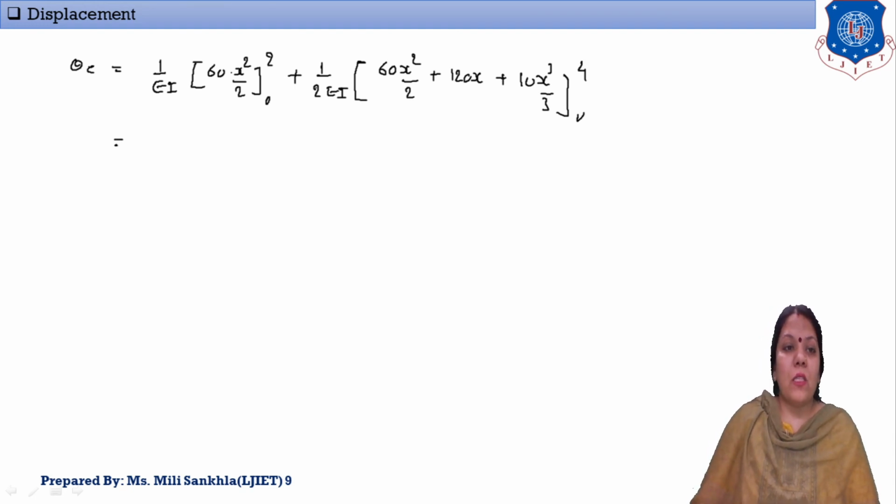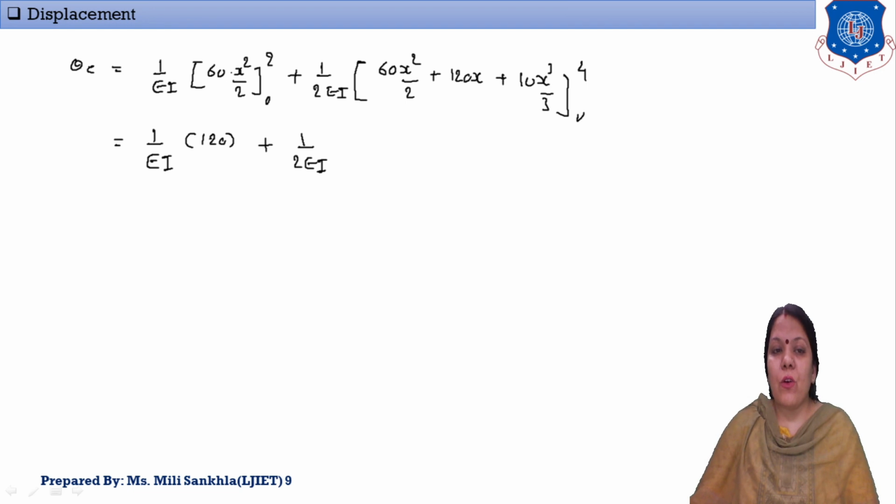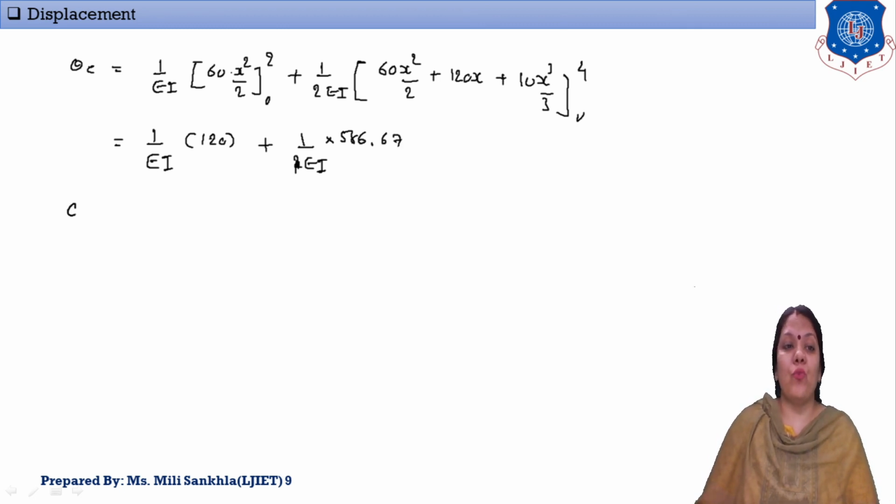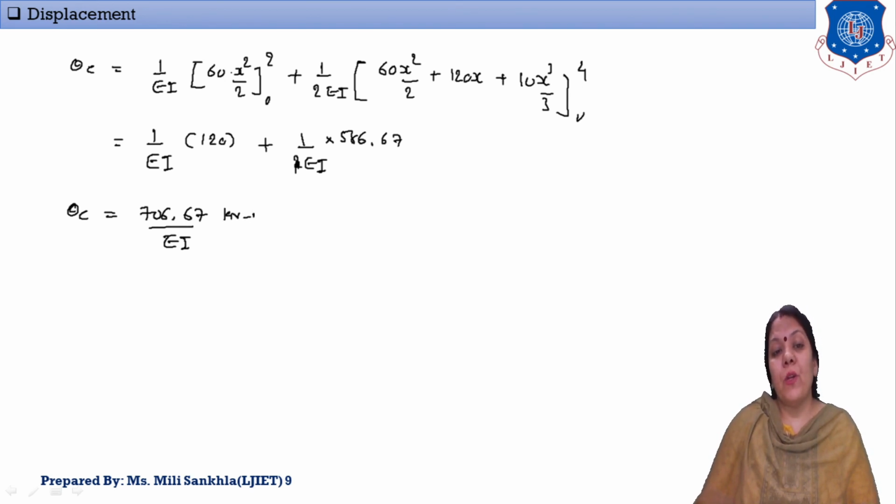Now simplify this term, 1 by EI, put x is equal to 2, simplification is 120. Second, 1 by 2EI, and simplification of this term is equal to 586. After dividing, this 2 cancels, 586.67. Okay, now summation of these two values, theta c is equal to 706.67 divided by EI, and unit of this numerator is kilonewton into meter square.